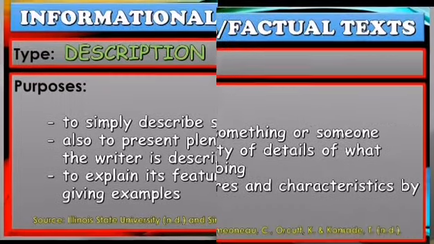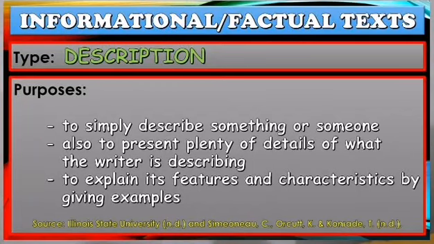First type of informational or factual text is description. The purpose is to simply describe something or someone, also to present plenty of details of what the writer is describing, and of course to explain its features and characteristics by giving examples.